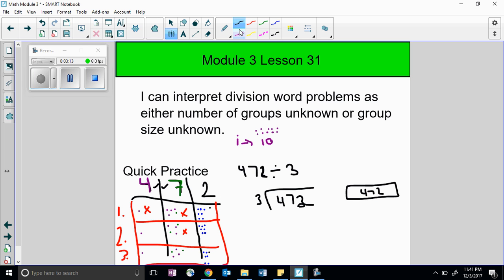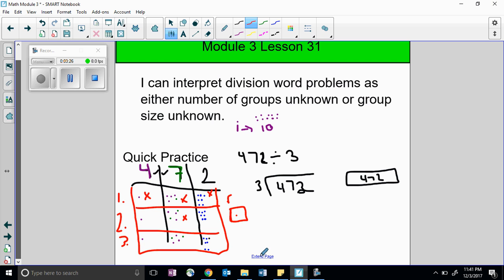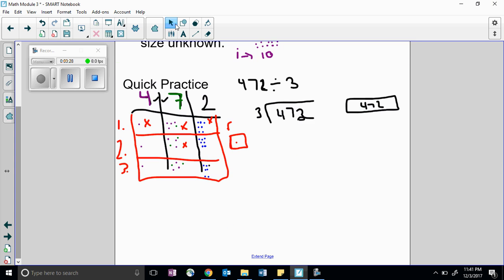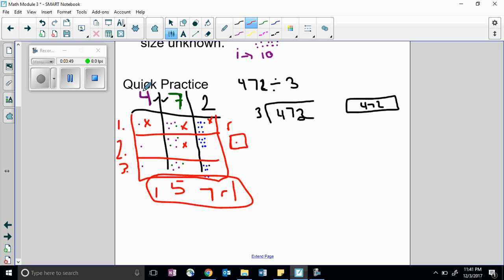1, 2. This guy right here has nowhere to move over to except for, what is this place called? The remainder jail. So I'm just going to slide this right on down and write the numbers. 1, because of this. 5. 7. With a remainder of 1. Circle it, send it to the press, it's done.